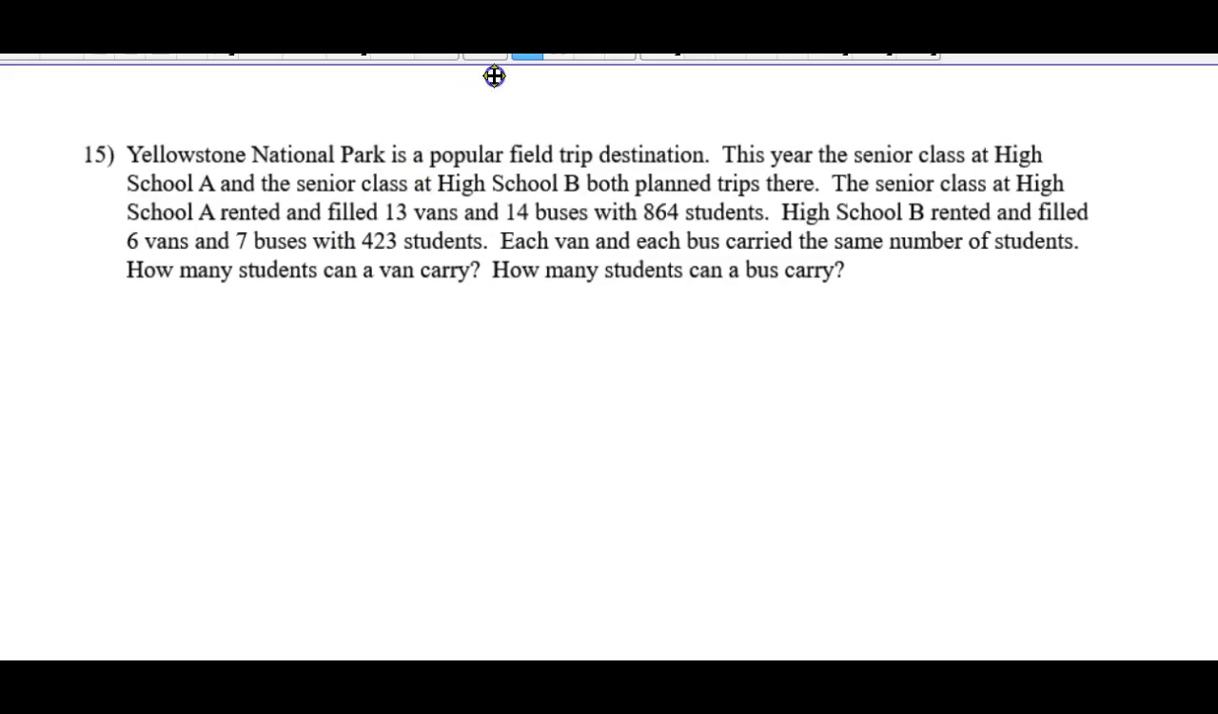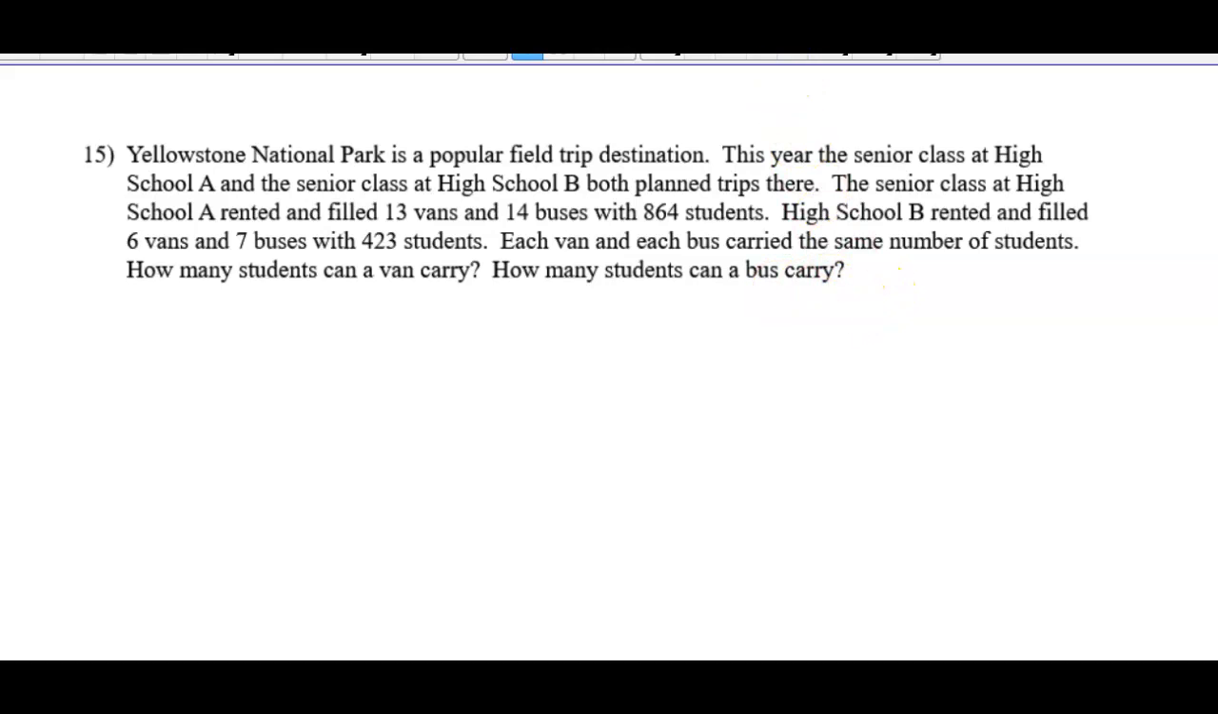Maybe I won't spend time solving all these because I know that you guys know how to solve a system now. All right. Yellowstone National Park is a popular field trip destination. This year, the senior class at High School A and the senior class at High School B both planned trips. The senior class at High School A rented and filled 13 vans and 14 buses with 864 students. High School B rented and filled 6 vans and 7 buses with 423 students. Each van and each bus carried the same number of students. How many students can a van carry? How many students can a bus carry?